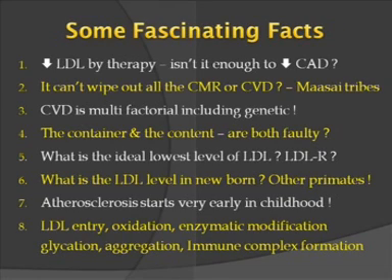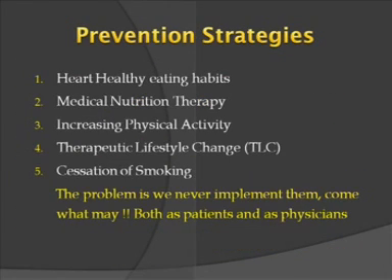It is the LDL entry into the vascular endothelium, its oxidation, its enzymatic modifications, its glycation, proteoglycation, and aggregation of the LDL particles, and immune complex formation, excitation of macrophages, and all this havoc in the subendothelial layer, producing what is called the atherosclerotic plaque. Once the plaque is vulnerable and ruptures, it produces acute coronary events. What are the prevention strategies we have?